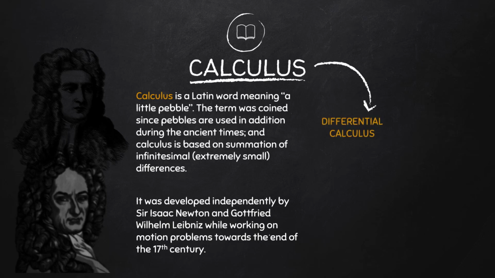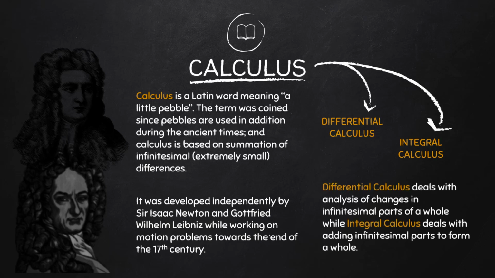Calculus has two parts, differential calculus and integral calculus. Differential deals with the analysis of changes in infinitesimal parts of a whole, and integral calculus deals with adding infinitesimal parts to form a whole. So in differential calculus, we are dissecting the whole and taking small parts. In integral calculus, we are taking these small parts of a whole and adding them up together to form the certain whole, in the case of an area or a volume.